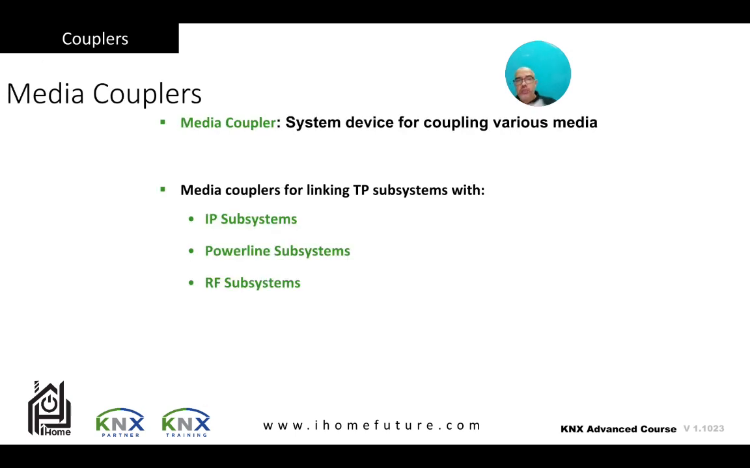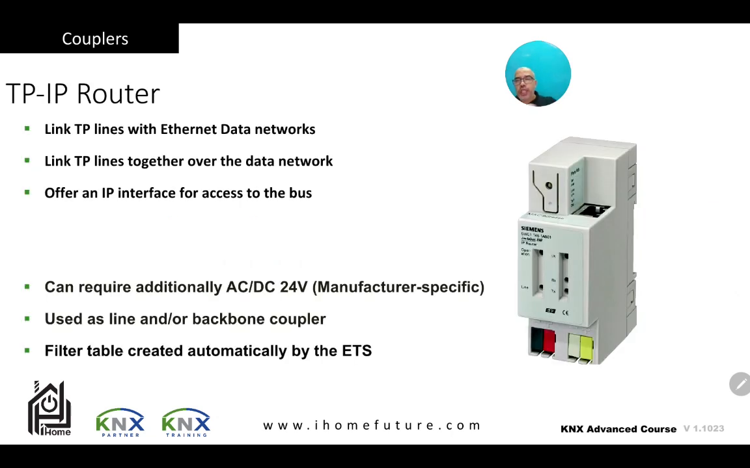Media couplers are couplers, but with a different media. We talked about the line coupler as TP, twisted pair. However, I can have a TP to RF or a TP to IP. So I am routing or coupling between different media as well. In this case, it's a twisted pair media. In this case, it's an IP media. This is a TP IP router.